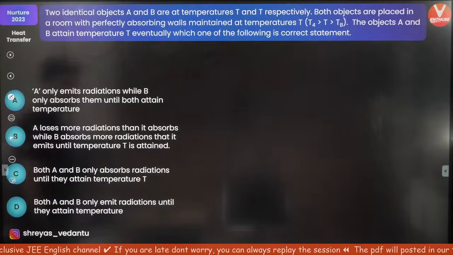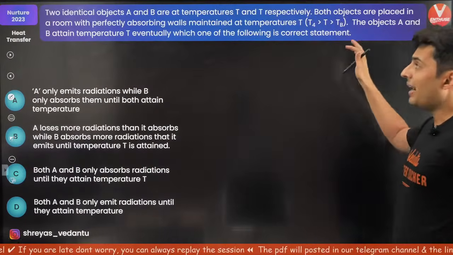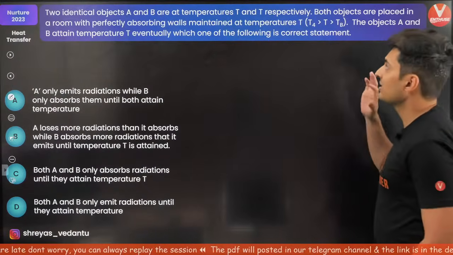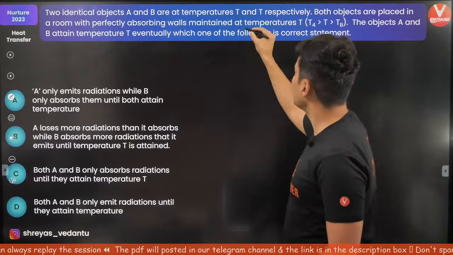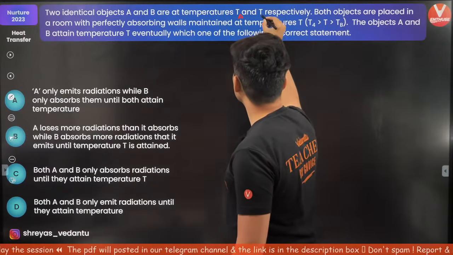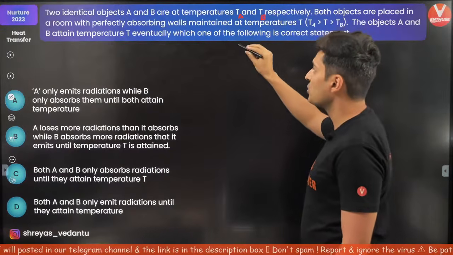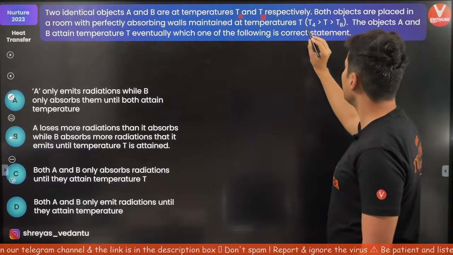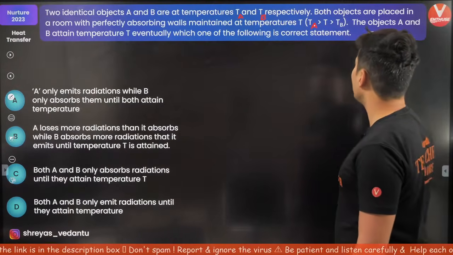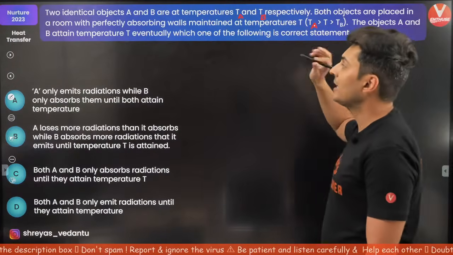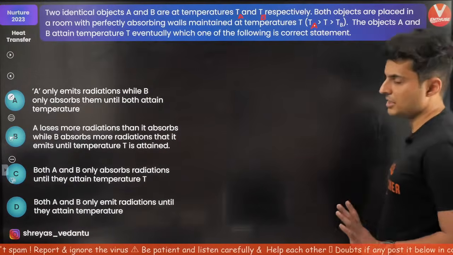Alright, let's solve a question coming up on your screen, and here it is. Two identical objects A and B are at temperatures TA and TB respectively. I think the A subscript is missing. Both objects are placed in a room with perfectly absorbing walls maintained at temperature T. If TA is more than TB, the objects A and B attain equilibrium temperature eventually. Which of the following is the correct statement?